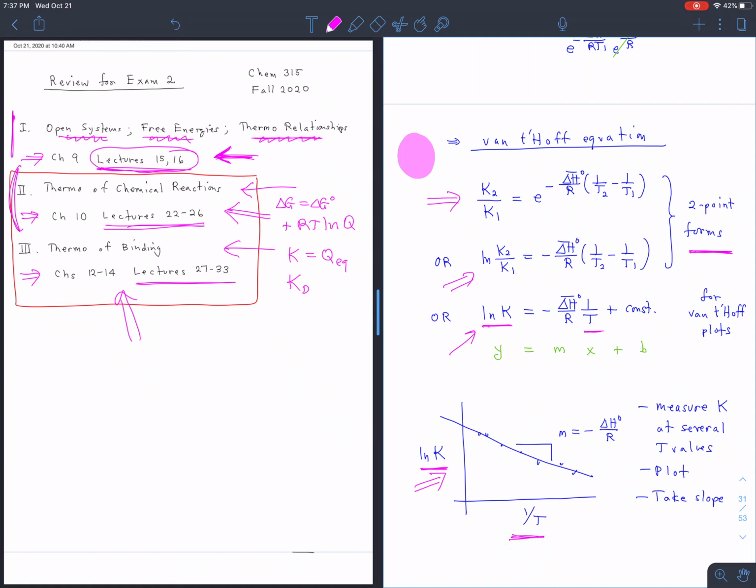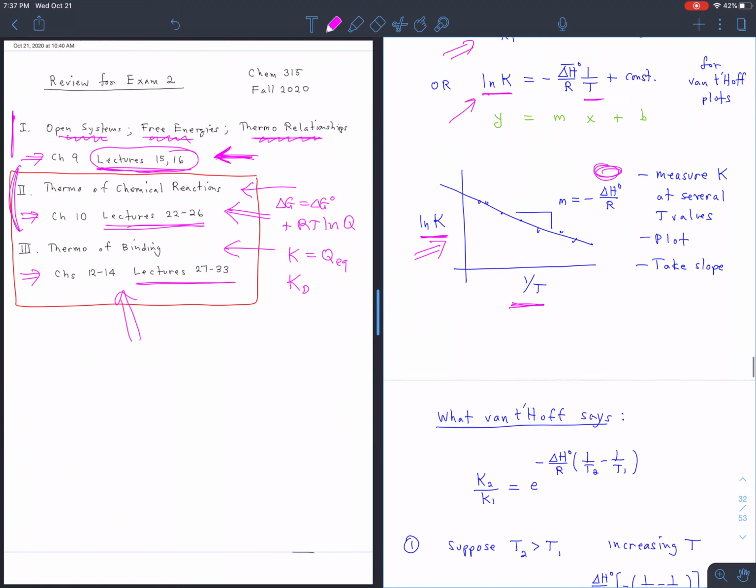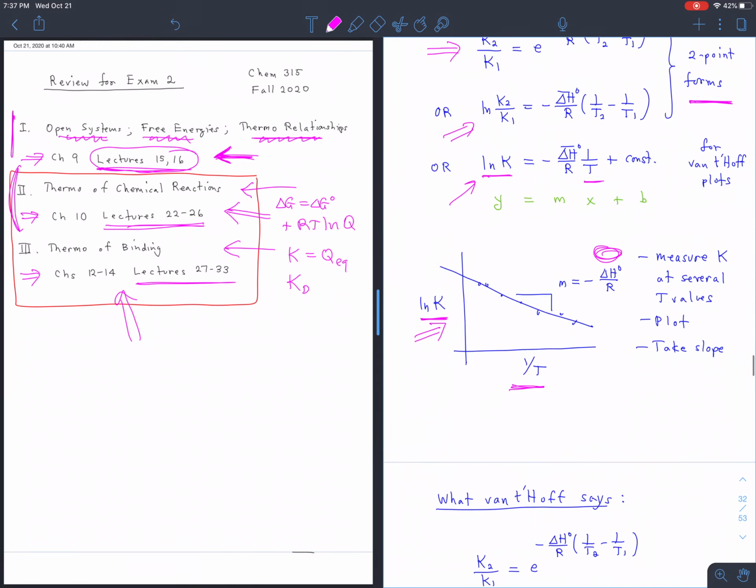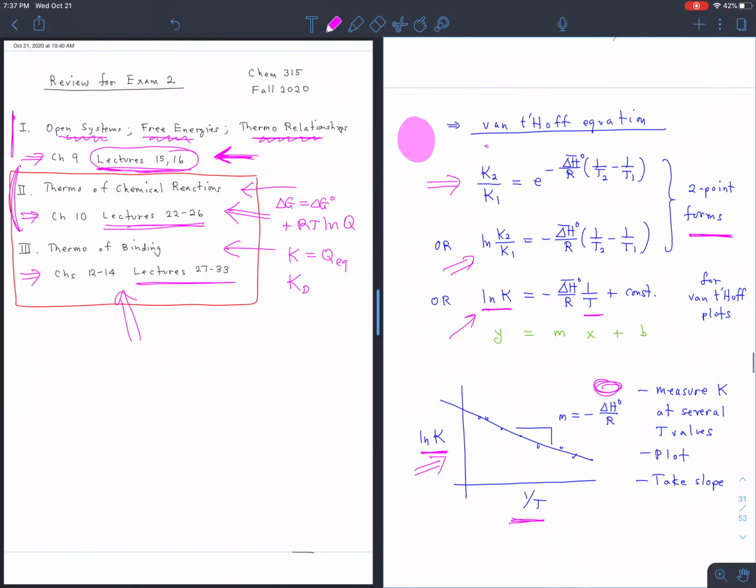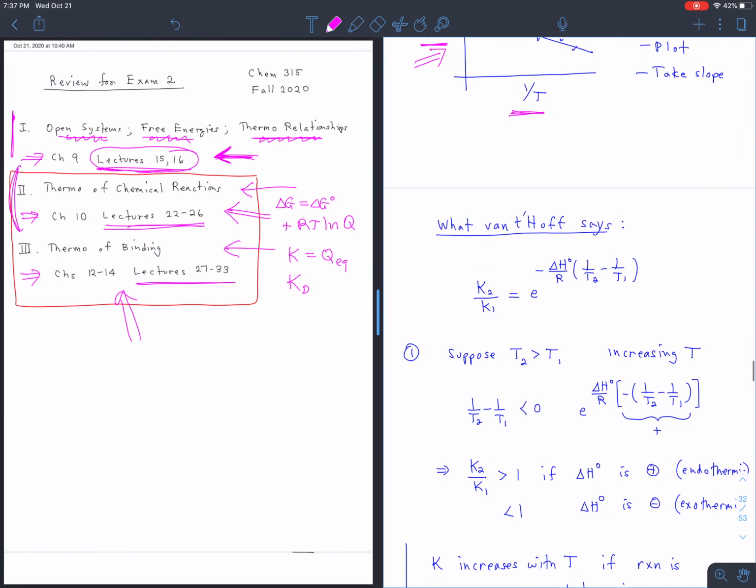The slope of a Van't Hoff plot, so log K versus 1 over T, is related to the delta H, and then you can use that information to get the delta S as well. The reason Van't Hoff is so widely used is because it's an absolutely standard way of getting not just delta G, which you can get directly from K, but also delta H and delta S by watching how the equilibrium constant changes with temperature for a chemical reaction.